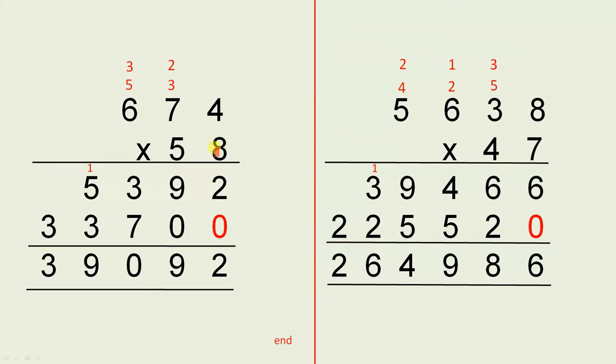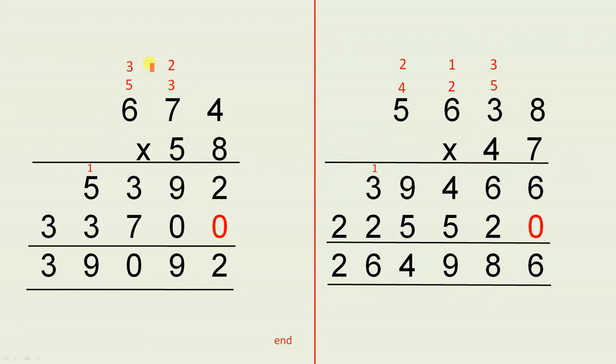674 by 58. Multiply by the 8 first. 8 fours are 32. There's your 2. And there's the 3. 8 sevens are 56. Plus 3 is 59. There's the 9. And there's the 5. 8 sixes are 48. Plus 5 is 53. So we now put the 53 because we're finished.